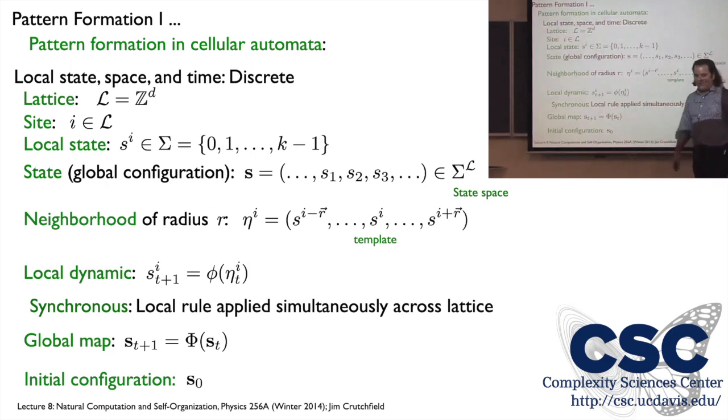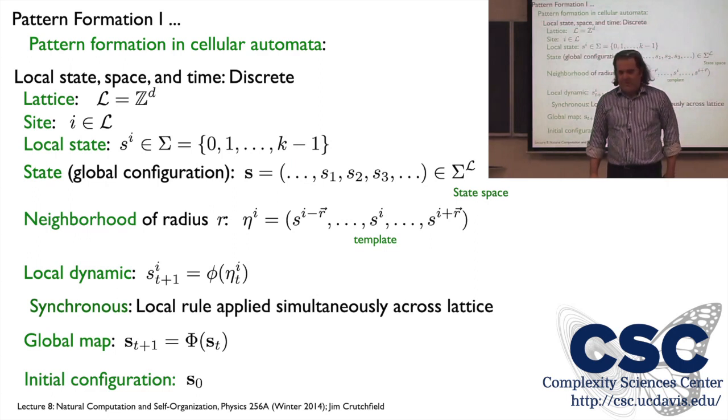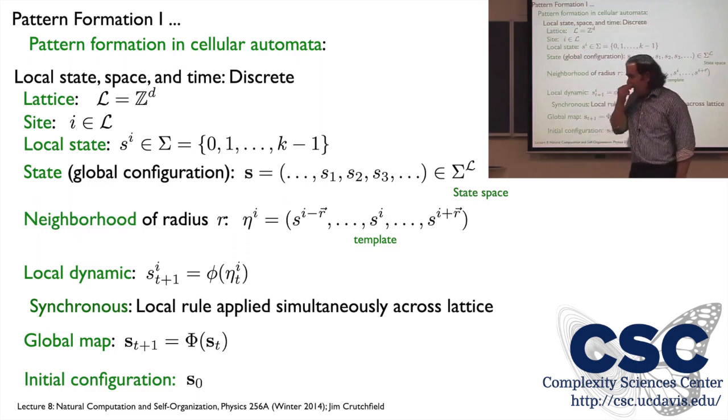Jim, can I ask another question? Certainly. Is the difference between the discrete and the continuous case basically that the local dynamic rule will be a continuous function for the continuous maps? That's one difference, yeah. That's not the only one, though. It depends on what you make continuous.